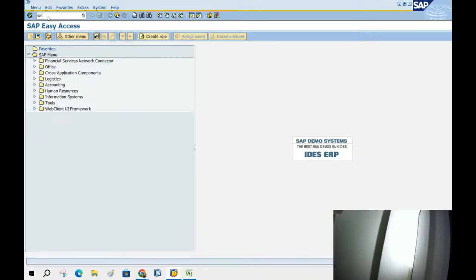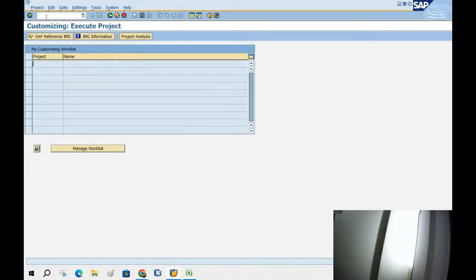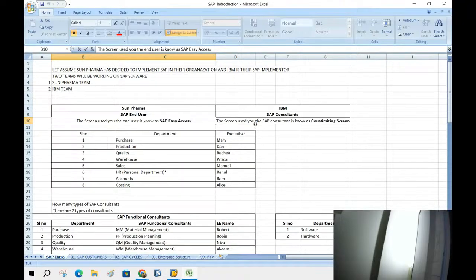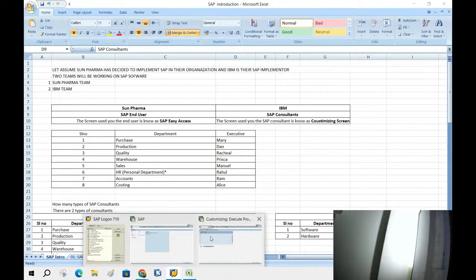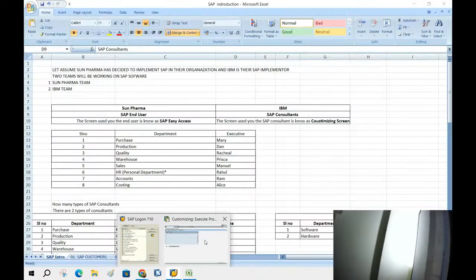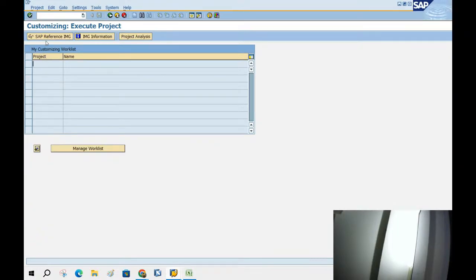And how do I go from the end user screen to the consultant screen? I type SPRO in the command field and press the enter key. I go to the customizing screen. What is that customizing screen called? That is called the consultant screen in layman terms. And IBM people are going to use the consultant screen. Clear till this point?